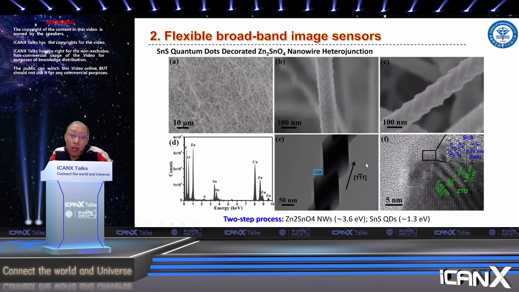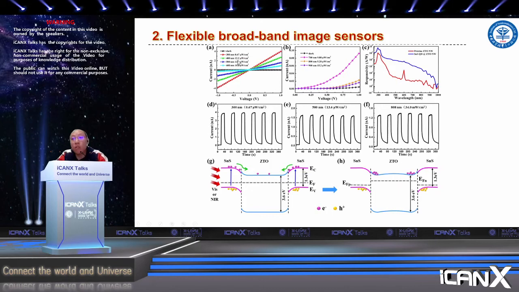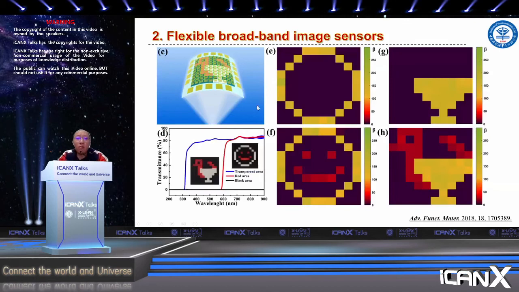For some applications, we need an image sensor that not only responds to UV light, but also to light with other wavelengths. For example, we may need image sensors that respond to visible light or infrared light, and then we designed a broadband image sensor. The strategy is very simple. We just change the previous zinc oxide quantum dots to a narrow band gap semiconductor, zinc tin sulfide. We use zinc tin sulfide quantum dots to decorate the nanowires, and you can see here we can really decorate the nanowires with quantum dots. With these quantum dots, we can really broaden the response wavelength. You can see here the device responds to UV light, visible light, and some near infrared light. And then we can make image sensor arrays.